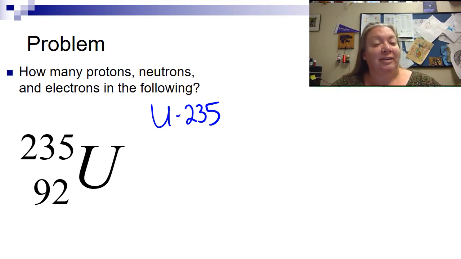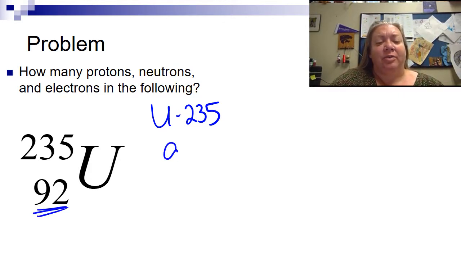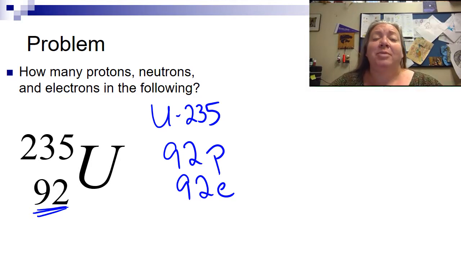So you might see it, like I said, as uranium-235. All right, so let's get started. The number on bottom, that's going to give us the number of protons, 92 protons. That's also equal to the number of electrons because this is a neutral atom. There's no positive and no negative charge.